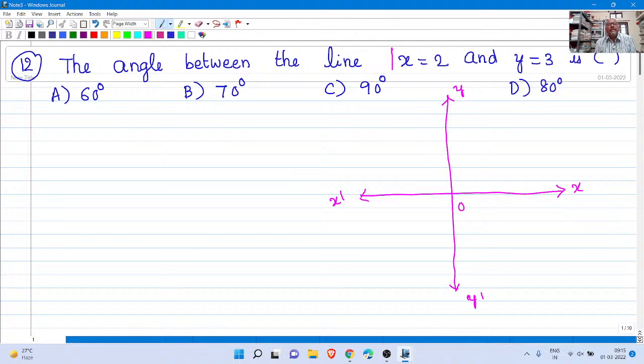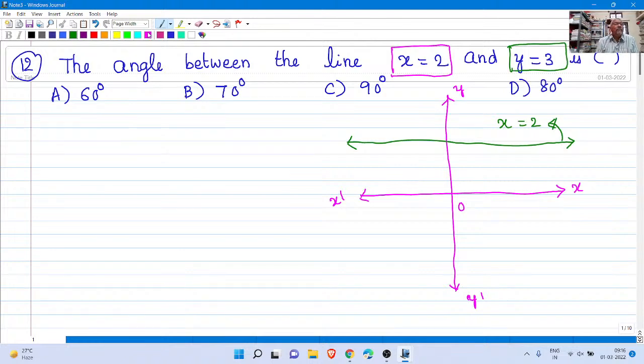First let us draw x is equal to 2. So x is equal to 2 is a line passing through 0 comma 2. So that means this is the line, for example. This is the x is equal to 2 line. The equation of this line is x is equal to 2. Now in a similar manner y is equal to 3. So y is equal to 3 is a line parallel to the y-axis. So like this.